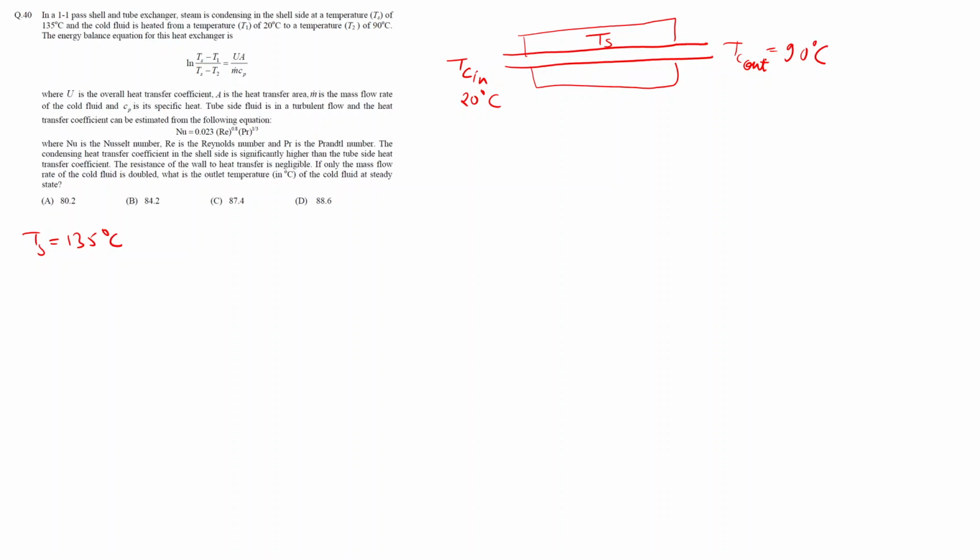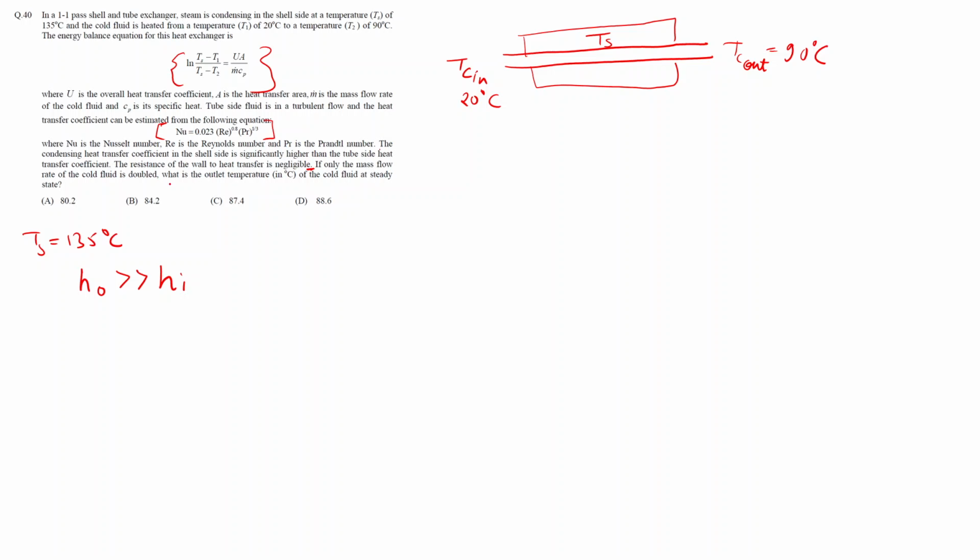And then we have been given the energy balance equation, as well as this correlation of Nusselt number with Reynolds number and Prandtl number. And we have been given that the condensing heat transfer coefficient in the shell side is significantly higher than the tube side heat transfer coefficient. So the shell side heat transfer coefficient will be based on the outer side of the tube, so we call it h0, and it is significantly higher than the tube side heat transfer coefficient hi, and the resistance of the wall to heat transfer is negligible. Okay, so we can use this later on.